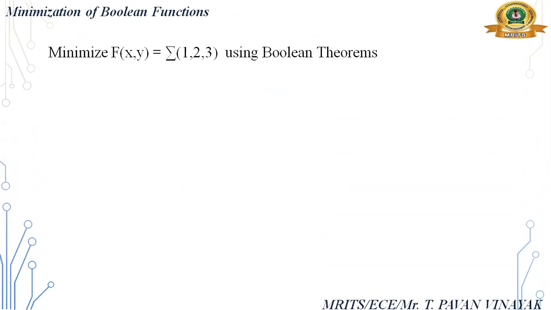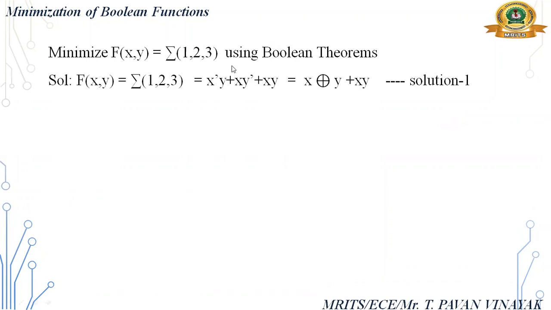So let us see some examples. Minimize f of x, y equals sigma 1, 2, 3 using Boolean theorems. I am expanding this expression. Consider the first two terms. What happens? The first two terms give x bar y plus xy. This is one solution, because someone thinks like that.